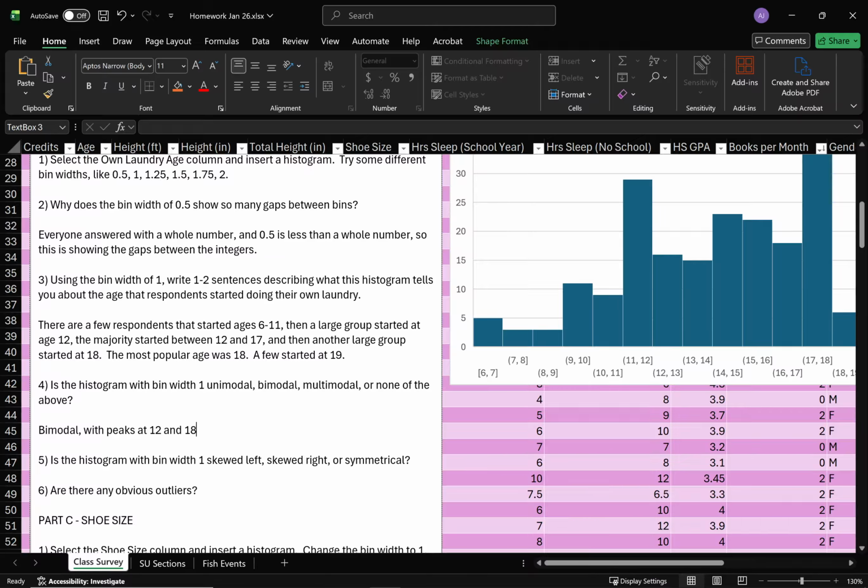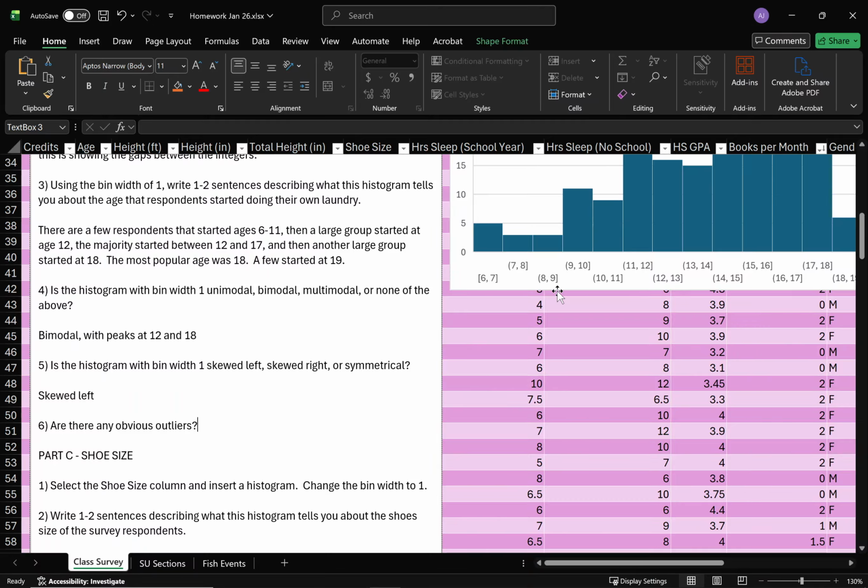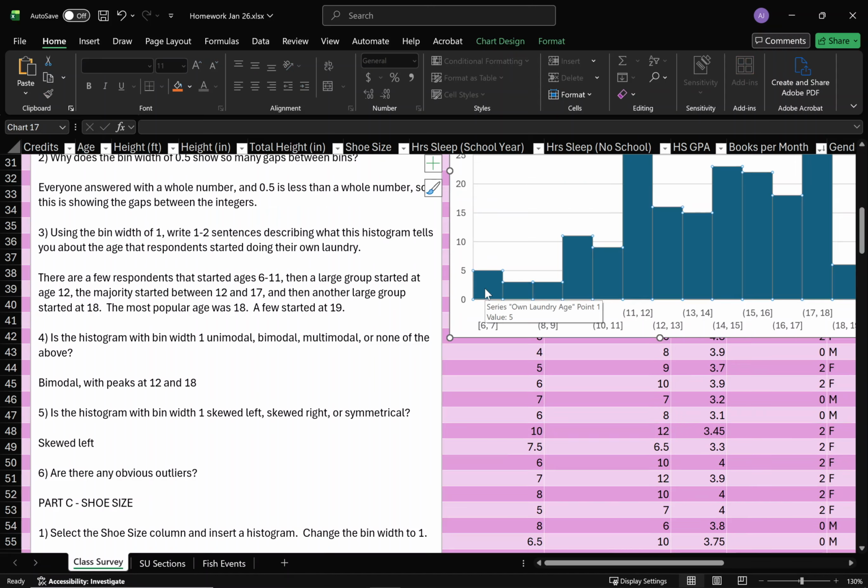So if we were to take the average, it would be dragged down by that group of people who started before middle school, whereas the median would probably be firmly in the high school range. Okay, skewed left. Obvious outliers? No, I don't think so, because this smallest category, 6 to 7, has 5 people in it, so that's kind of popular. So no outliers that I see.